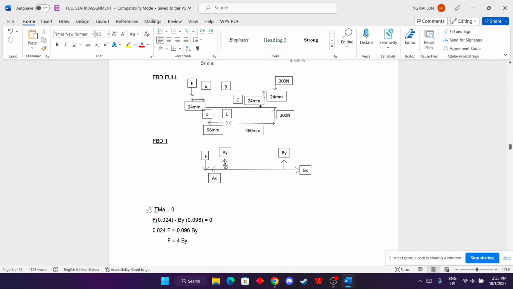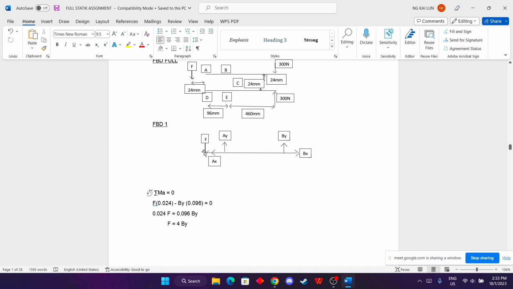Taking moment at A, the force F times the horizontal length from A to F minus BY times the horizontal length from B to A, which is F times 0.024 minus BY times 0.096 equals 0. So we get F equals 4 BY.